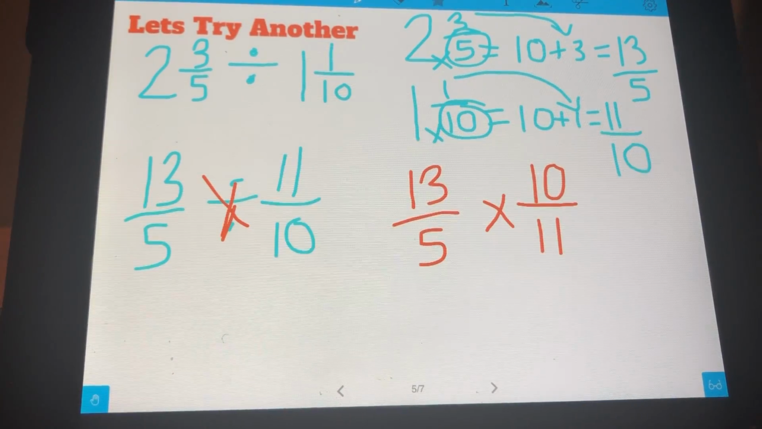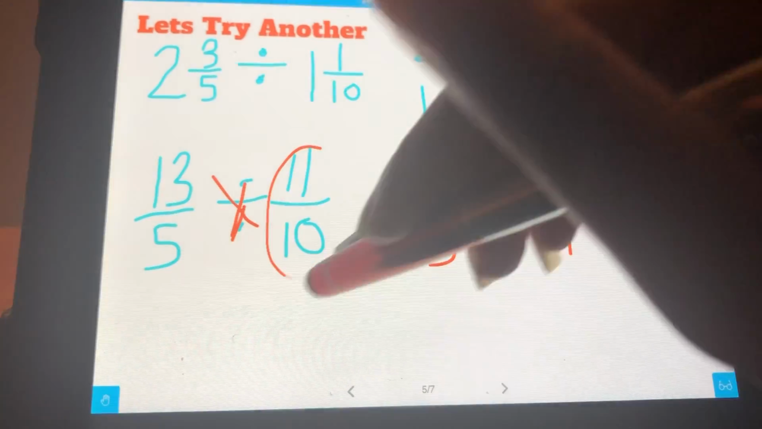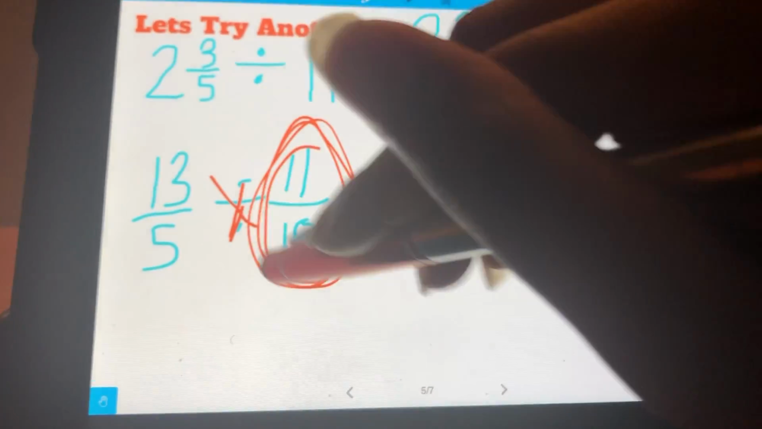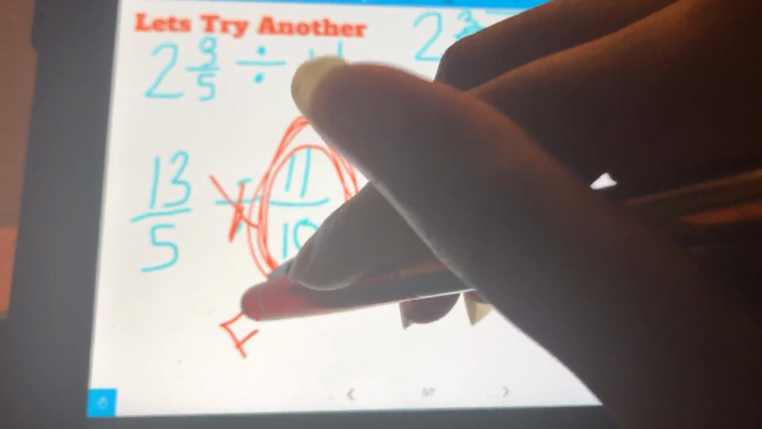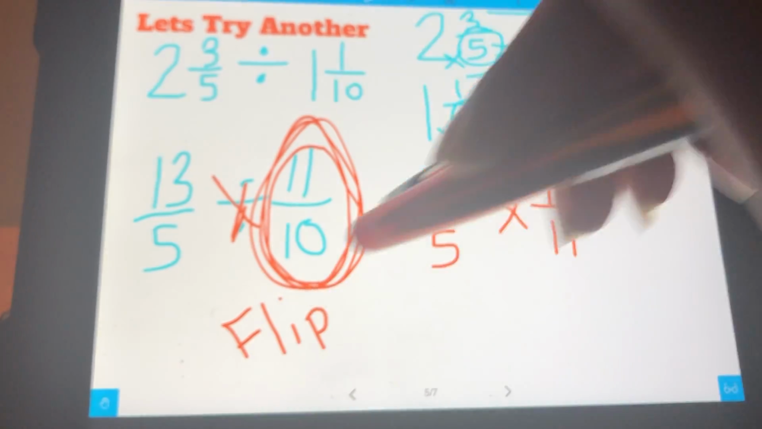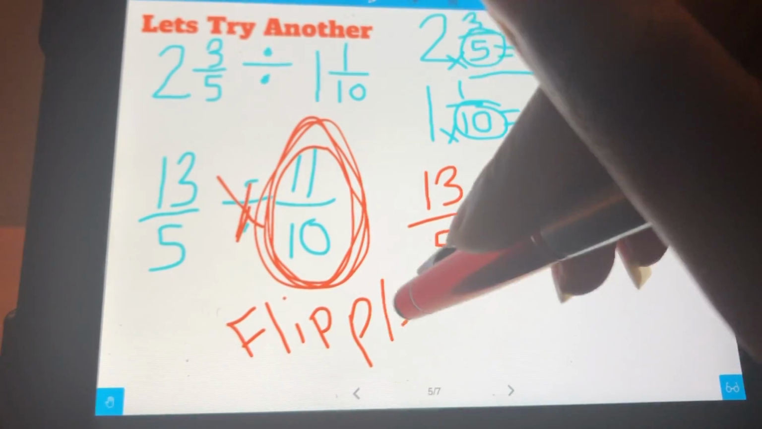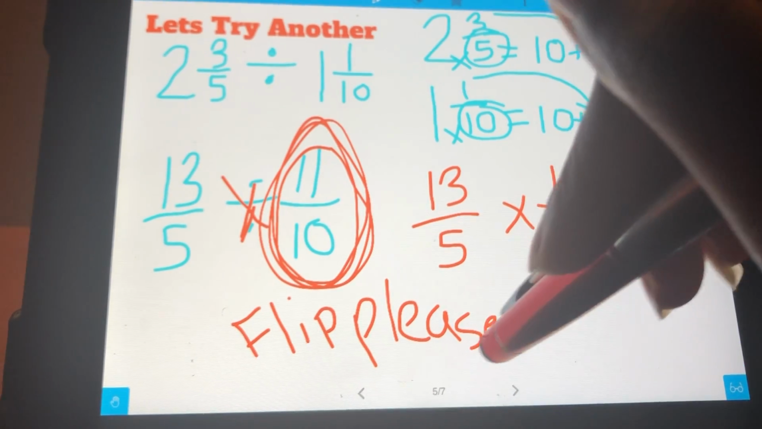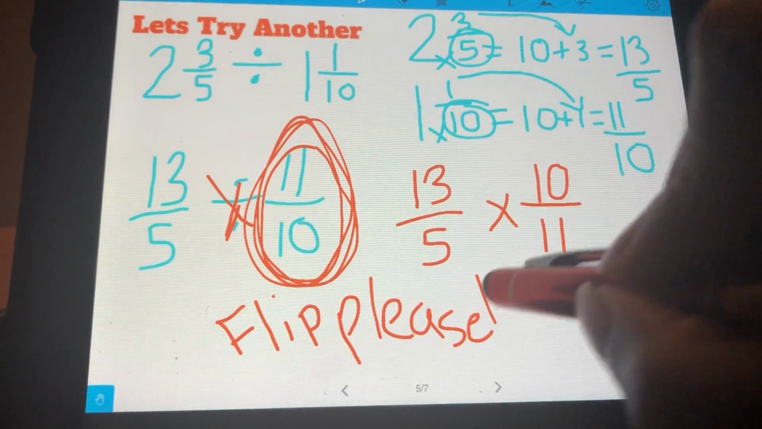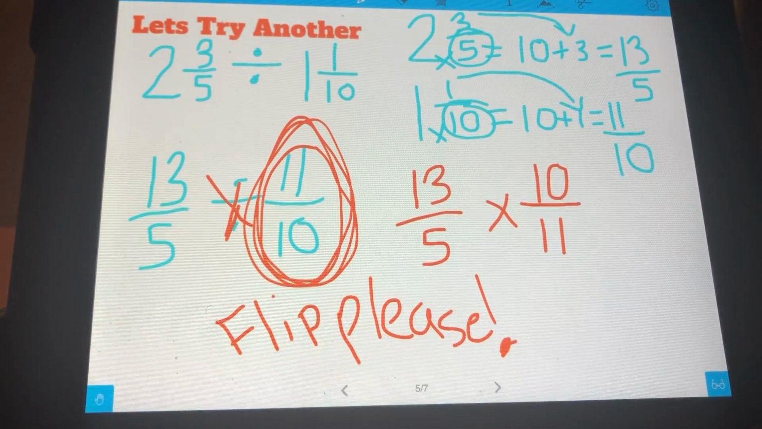Okay? Don't forget to flip this fraction. Please, please, please flip it.